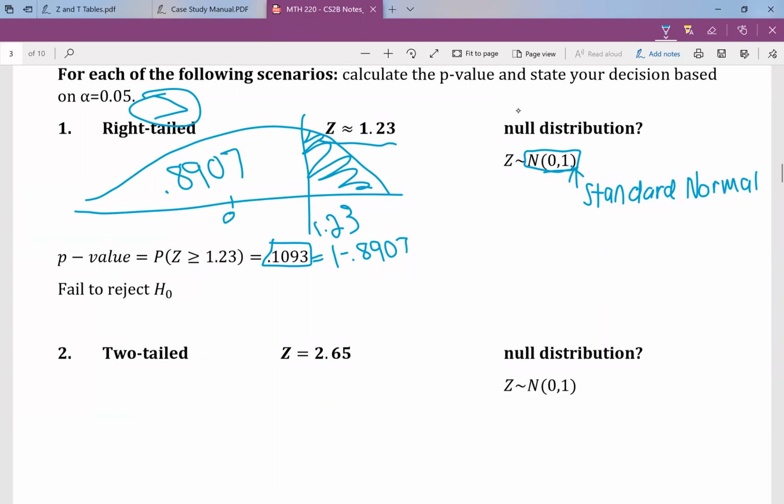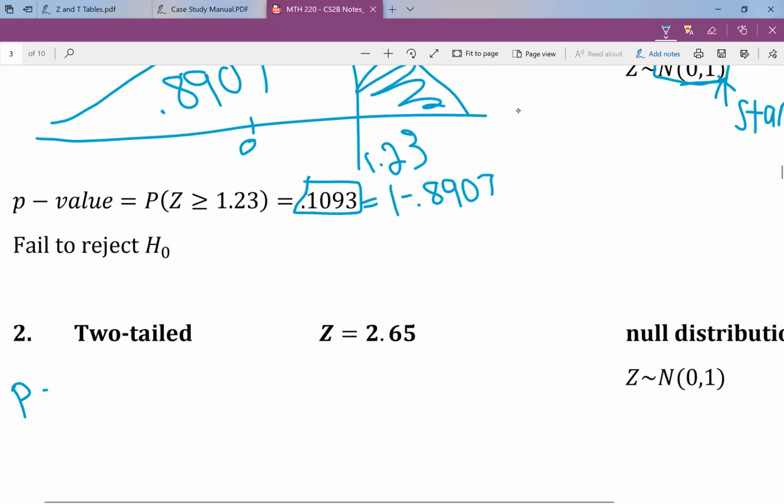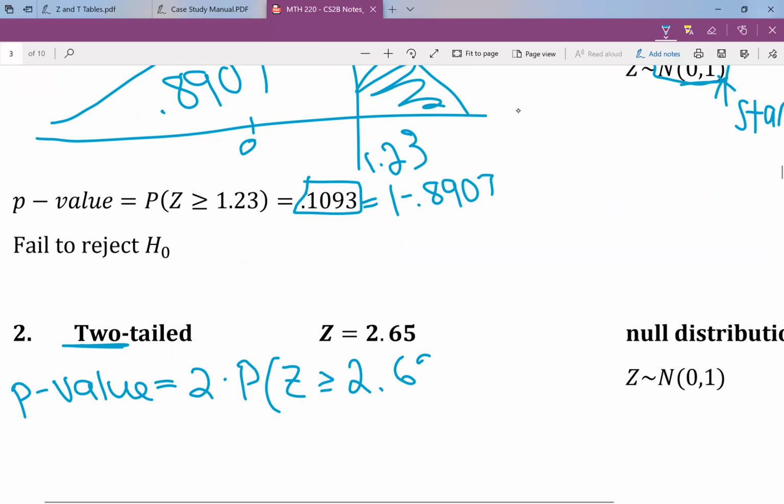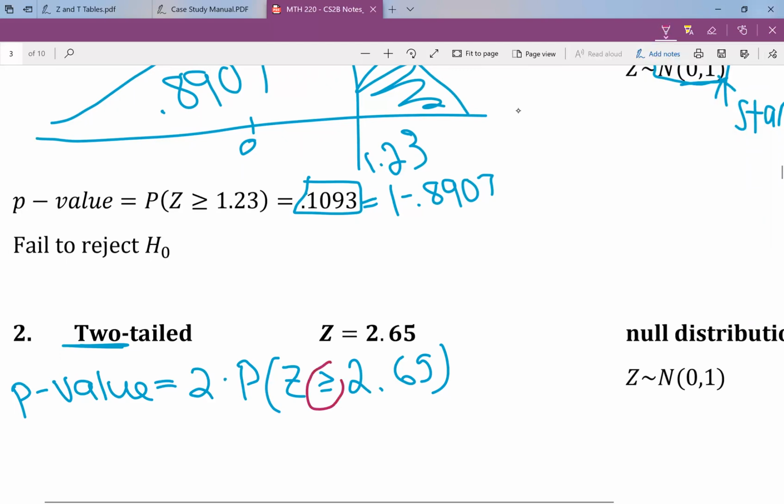Let's start with our p-value statement. It's two-tailed, so we have to double the p-value. We're going to get 2 times the probability that Z is greater than or equal to 2.65. Let me make a note here: we used greater than or equal to because Z is positive.